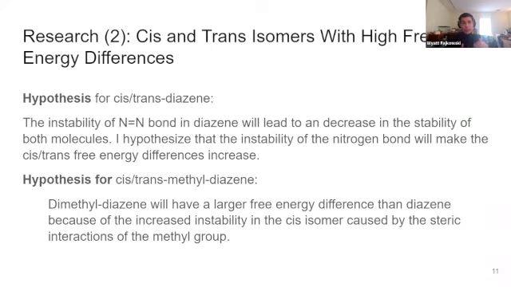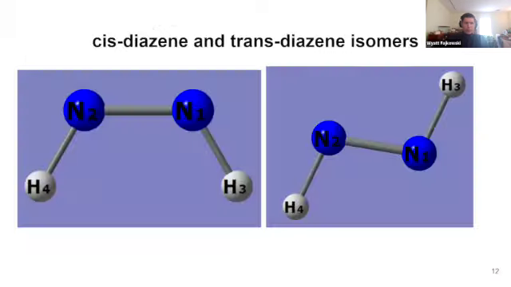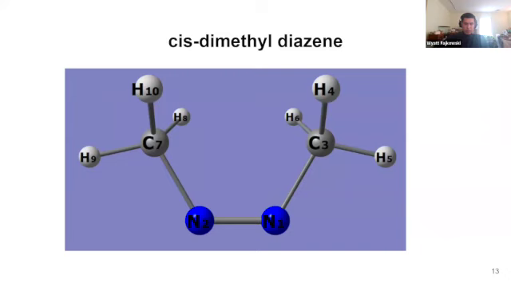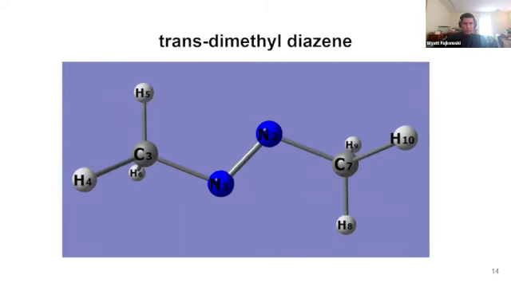And following up that hypothesis, I thought that adding methyl groups to further amplify steric effects in these molecules would further increase that energy difference because, again, steric effects in the cis and trans-2-butene were largely responsible for the difference in free energies. And I thought adding it to an already unstable molecule would further increase that difference. And in this case, these are my two molecules. Again, here is a hydrogen base, and here is a methyl replacement for that hydrogen. And trans-dimethyldiazine, again, with the switched orientation here.